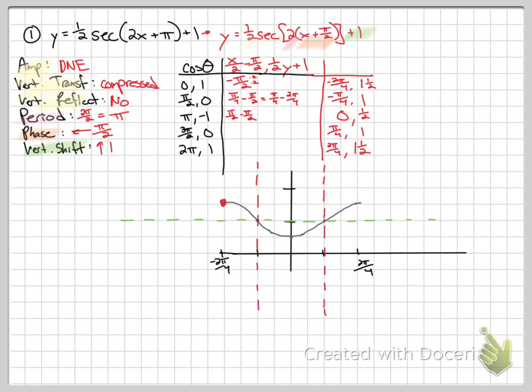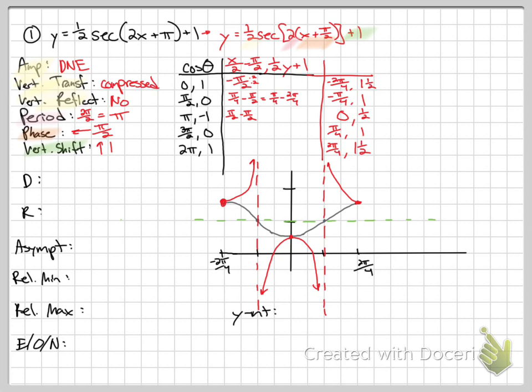Then we flip it. This point in gray is a point in red, and it curves up. This point in gray is a point in red, but we're going to flip it down, hugging the asymptotes. And then this point, flip it up. It does continue on forever, but we don't graph more than one cycle. This is our secant graph. Let me put some answer blanks.